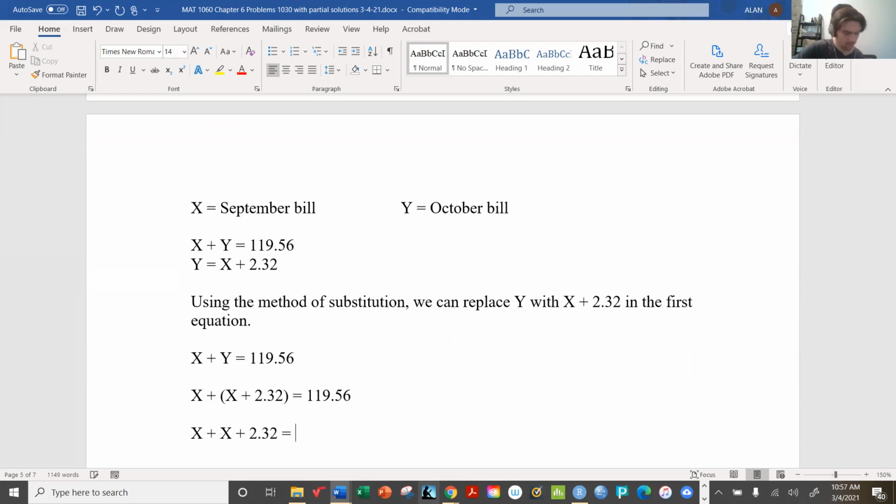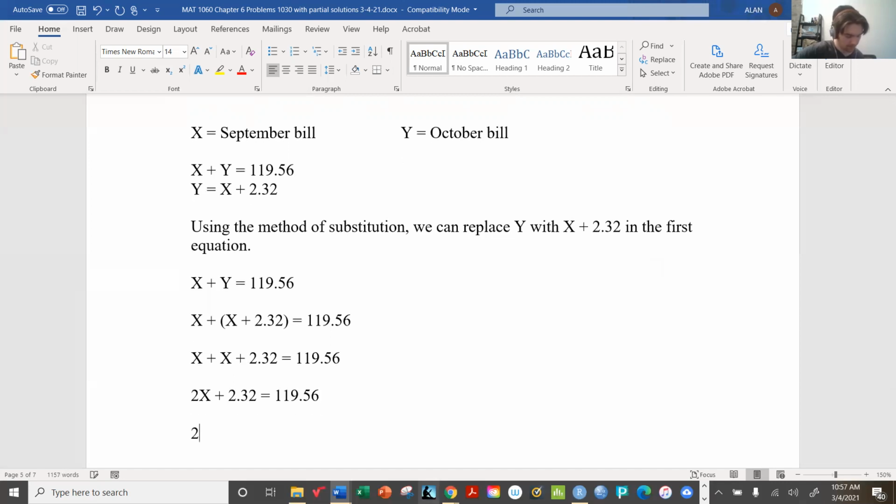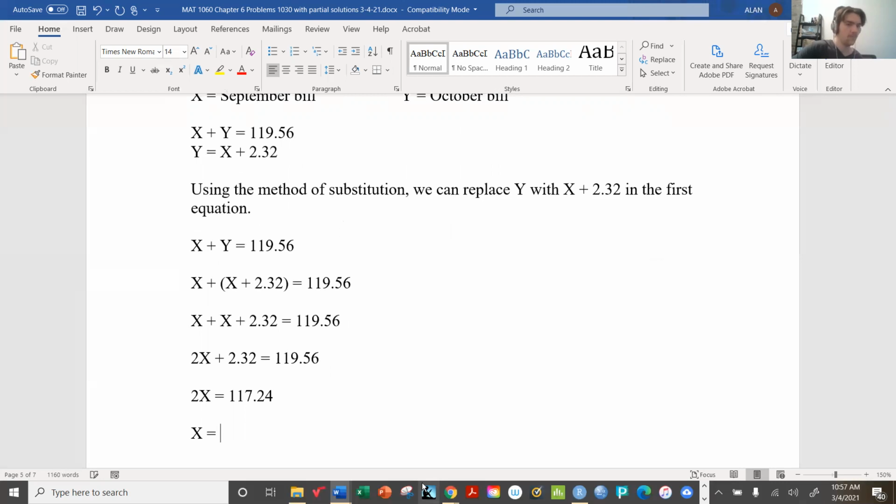So I'm going to get rid of those parentheses, and I'll have 2x plus 2.32 is 119, equals 119.56. I'll then subtract 2.32 from both sides to come up with 117.24. I'll then divide both sides by 2, and that should give me 58.62.